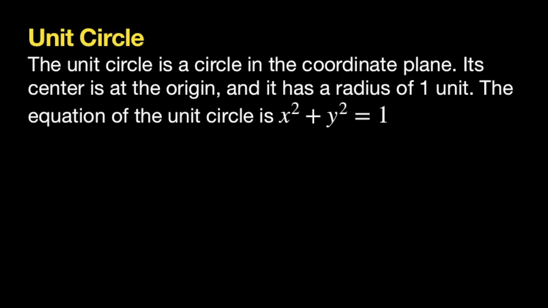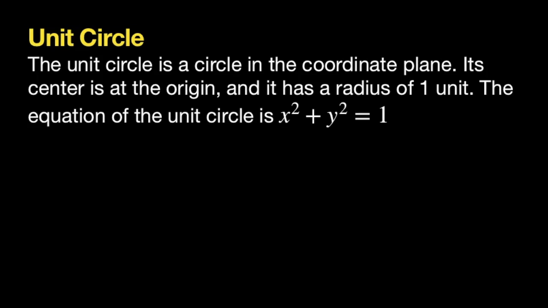The unit circle is going to be a circle in the coordinate plane, and the center of the circle is going to be at the origin. We're going to say that the radius is 1 unit, and that's why we call it the unit circle, because the radius is 1. And the equation of the unit circle is x to the second power plus y to the second power is equal to 1.